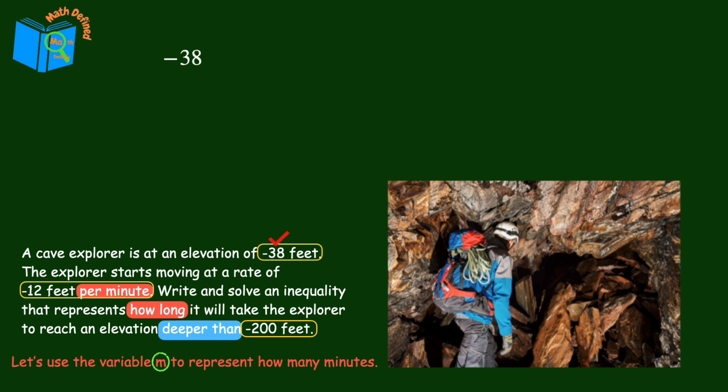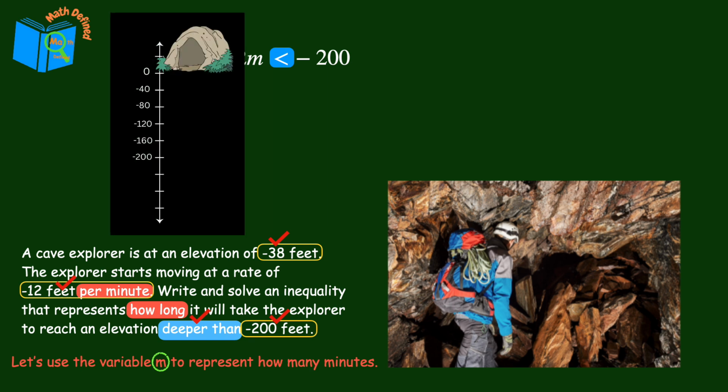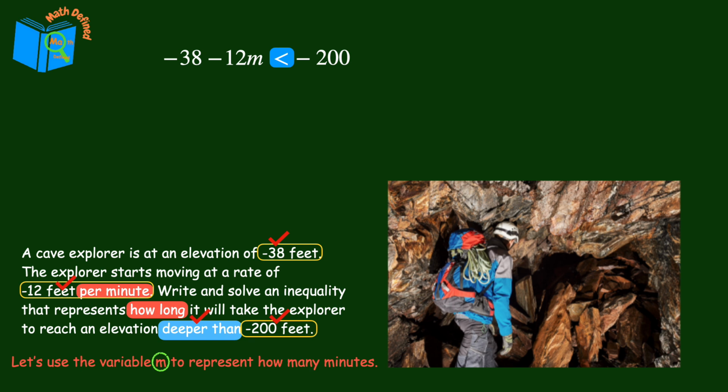He starts at negative 38 feet. He's moving at negative 12 feet per minute. He wants to reach an elevation deeper than negative 200 feet. So the inequality is negative 38 minus 12m is less than negative 200. The inequality is less than because the problem asks how long it will take the explorer to go deeper than negative 200 feet. Being deeper means having an elevation that is smaller or less than negative 200. So the inequality must show the explorer's position as being less than negative 200 feet. This helps us correctly represent and solve the problem.